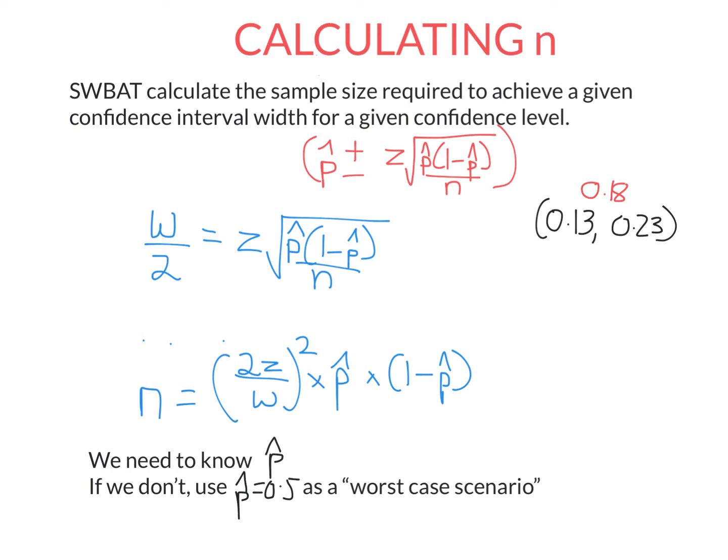So, to use this formula, we obviously need to know z, that comes from the confidence level. w is the width that we desire, but you also need to know p hat. Now, often when you're doing these calculations, you won't know what p hat is. So when we don't know p hat, we use p hat equals 0.5. Why is that? Because p hat equals 0.5 gives us the largest possible variance. It's like the worst case scenario. If we use 0.5 for p hat when we don't know what p hat is, this will give us the largest possible value for n, so we can be on the safe side. So let's look at using this formula in some examples.